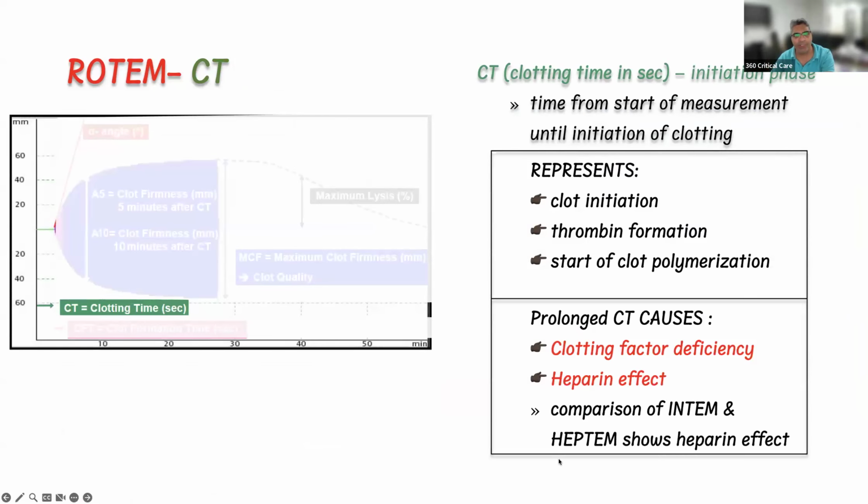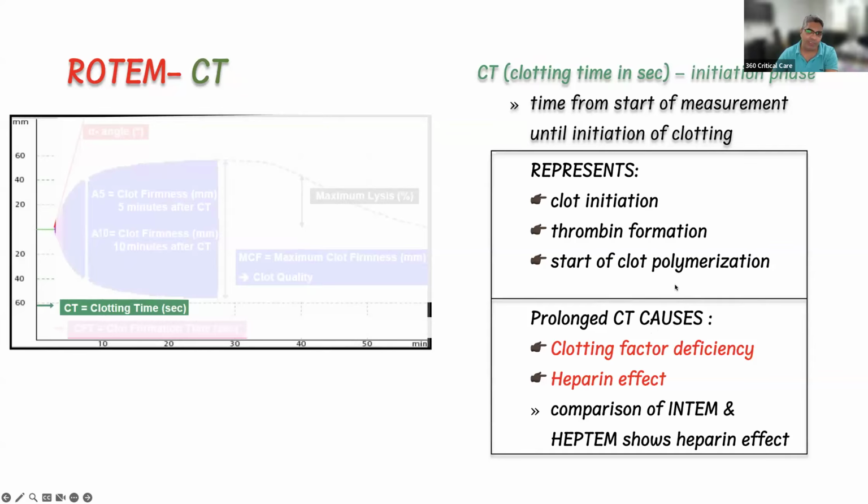Now the parts of a ROTEM. Initially you look at the clotting time or CT. This green part is the CT or clotting time in seconds. It represents the initiation phase, that is the time from start of measurement until initiation of clotting. So you started measurement here, this is zero time, and the length of that is the clotting time. If it is more, that means the clotting time is more. If it is less, the clotting time is less. So it represents the time for clot initiation, thrombin formation, and start of clot polymerization.